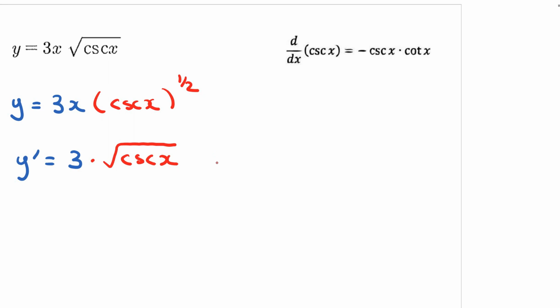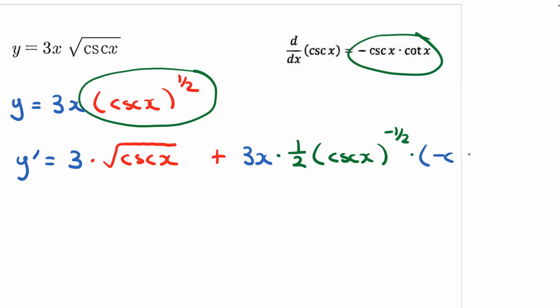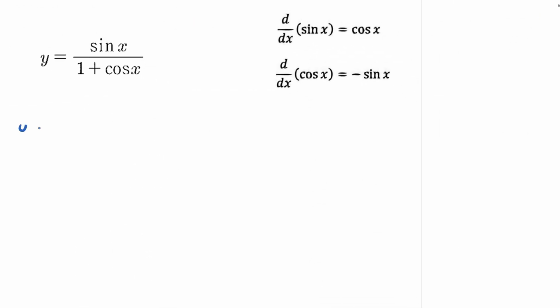The square root of that, and then plus the first term, which is going to be 3x. If I apply the power rule to this expression right there, I get 1/2 bracket cosecant x to the power of negative 1/2 times that, which is negative cosecant x cot x. Okay, so these questions here I won't simplify. I'll just go through the derivative steps for these trig functions here. So all these are combo questions now.